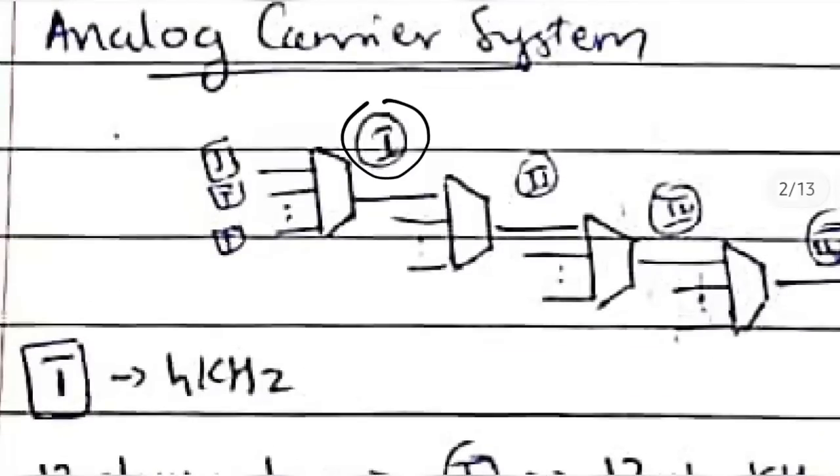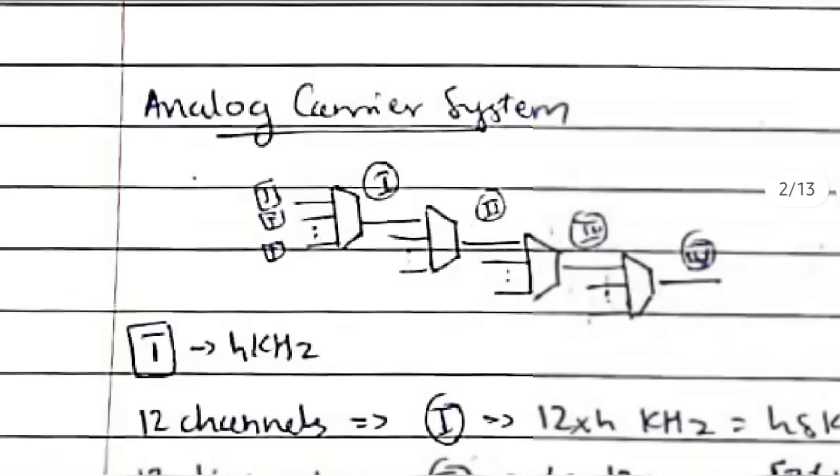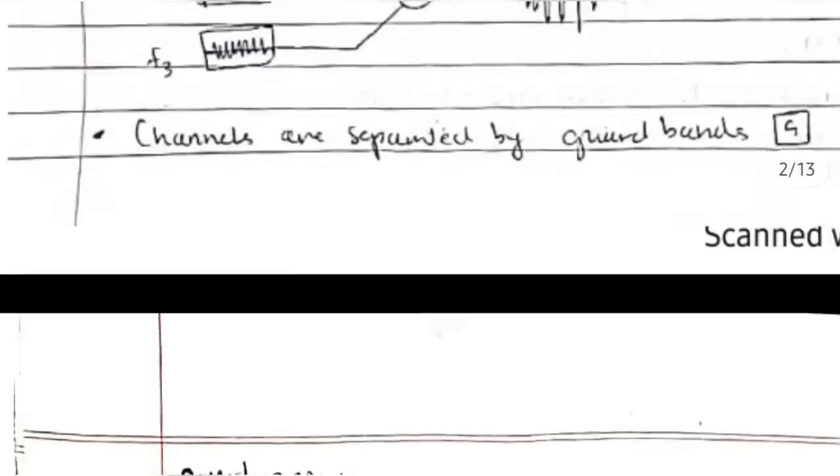This is the first stage, 12 channels of 4 frequency, and second stage 12 channels of 48, and then in the same way it is becoming greater and greater. So in this way we can transfer a lot of signals in a single link. This is known as analog carrier system. So this is all we need to know under the topic.